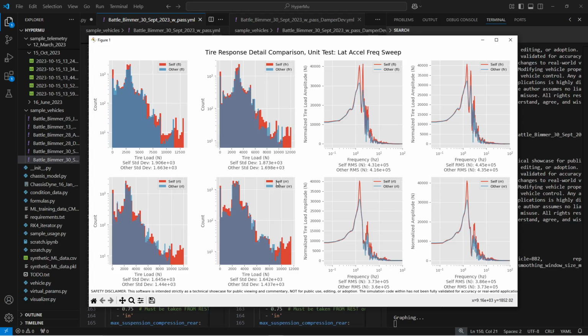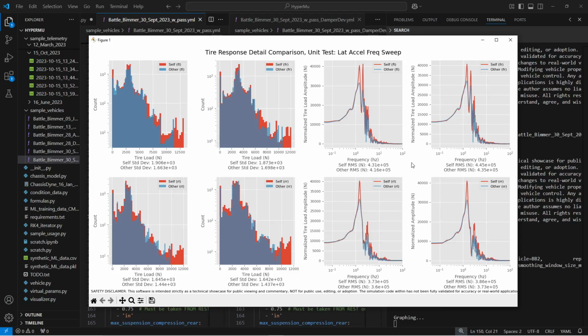First, the histogram and the standard deviation metric will help us identify peak loads, minimum loads, and the spread of the data expressed as the standard deviation, which generally we want to minimize. To the right are the frequency space plots, where we can identify harmonic peaks and potentially tune them out to minimize the root mean square, the length normalized area under the amplitude curve. Intuitively, the RMS represents the amount of oscillation and vibration in the tire load signal. Again, the goal is generally to minimize that metric.